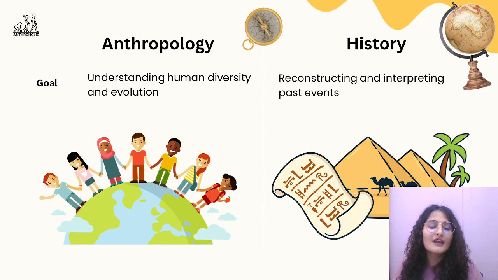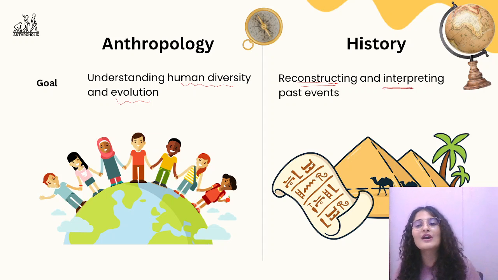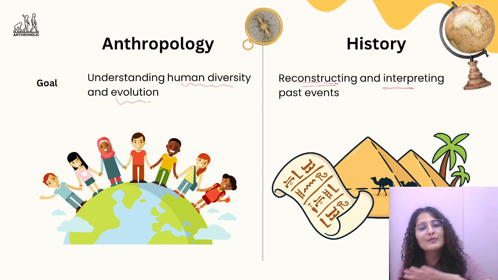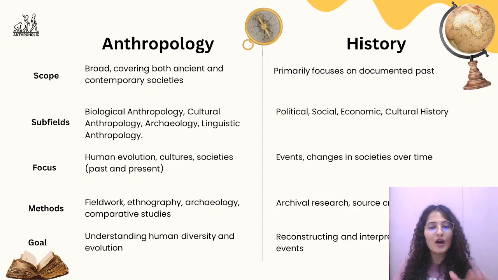If we look at the goal, each subject has a goal at the end. So anthropology's goal is to understand human diversity as well as the evolution of human societies. But the goal of history is to reconstruct and interpret the past events only. Its focus is only on the past, so its goal is also to reconstruct the past events and to reinterpret or interpret them. Anthropology has a much wider goal, that is to understand what human diversity is, how we have evolved, and what diverse forms humans have right now. So in all, these are the points.